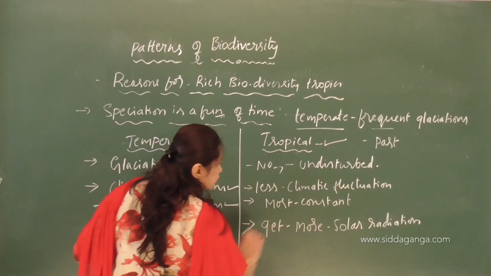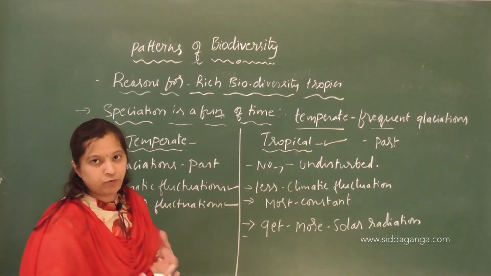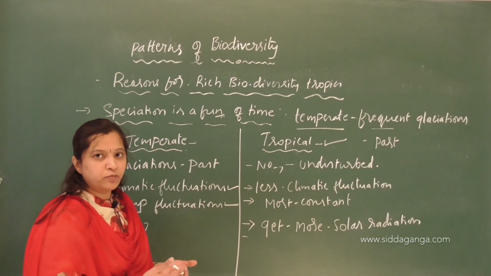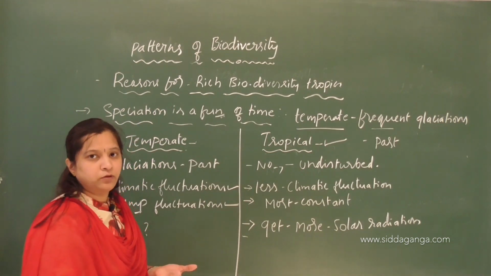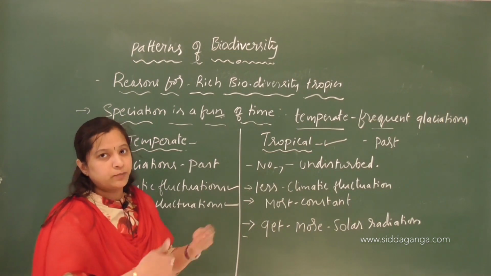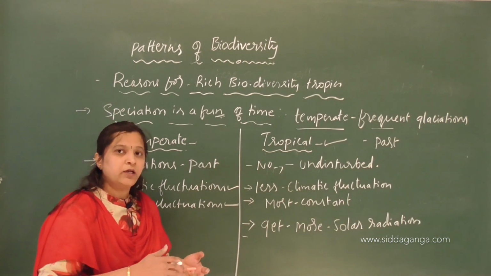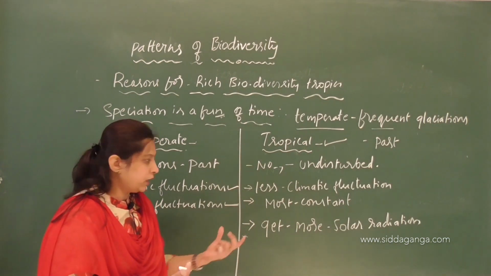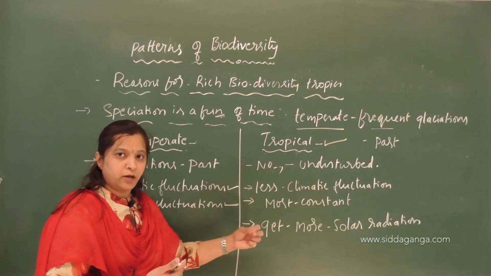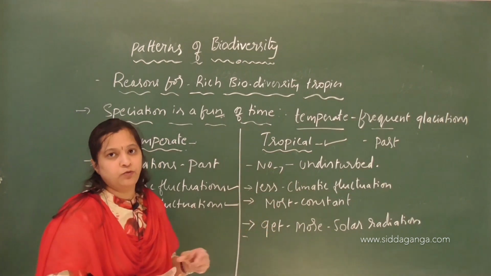As they receive more solar radiation, the productivity will obviously be more, right? If the productivity is more, the number of animals that depend upon plant species will also be more. So as the productivity is more, the number of species is also more.